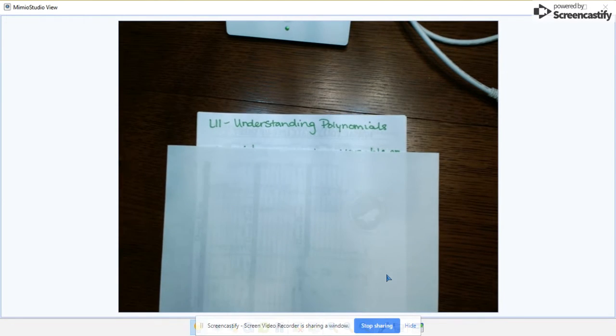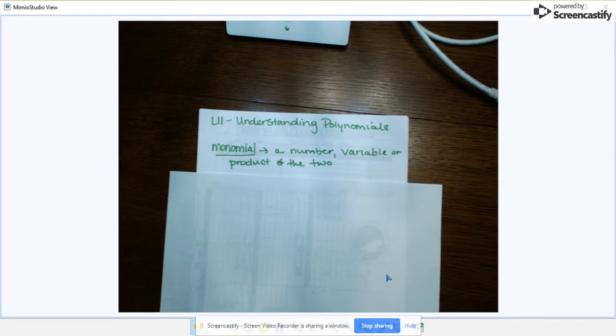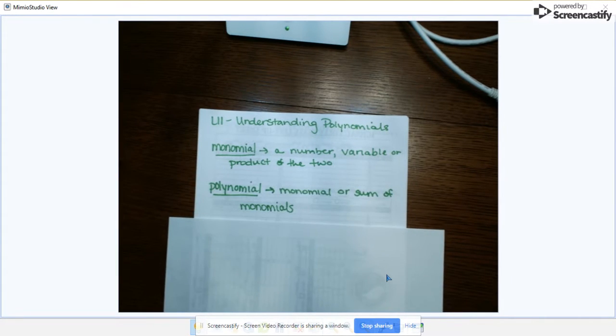Hey guys, we're going to look at polynomials and a couple of their characteristics. So the first kind of polynomial we're going to talk about is a monomial. And a monomial is really basic. It's just one term. Could be a constant, could be a variable, or it could be a product of a number and a variable. And then a polynomial is going to be the sum of multiple monomials.